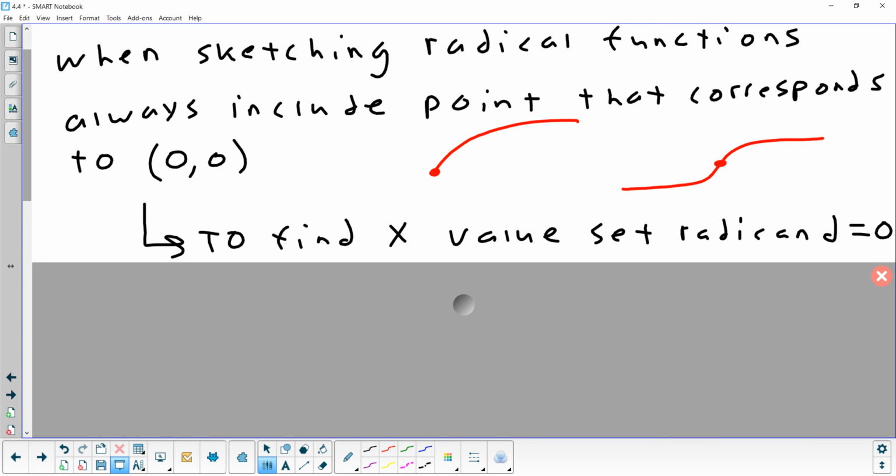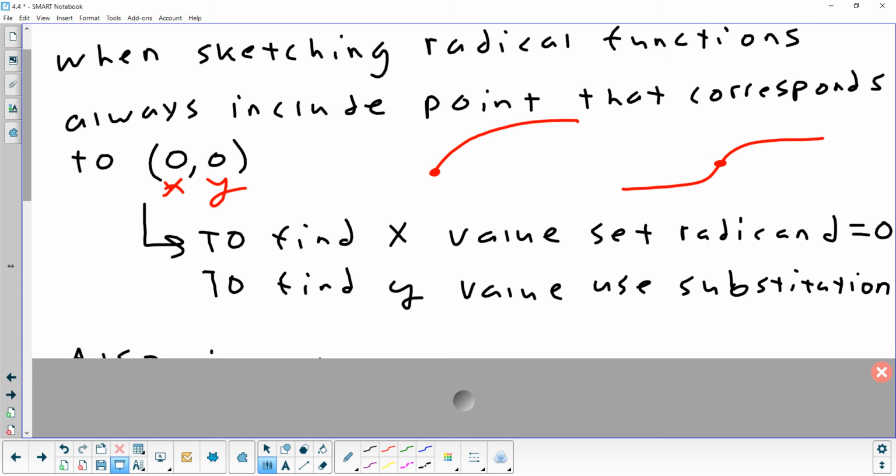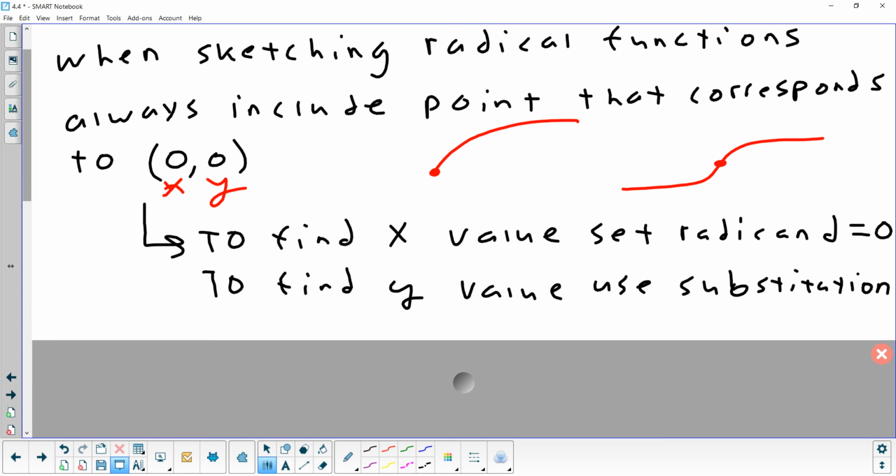So, how do you find the point that corresponds to 0, 0? First, you have to find two values. There's an x and a y. We're going to start by finding the x value. To do that, set your radicand equal to 0. So if you had a problem like 3 plus square root of x minus 2, and I said to you, find the point that would have corresponded to 0, 0, you're basically figuring out where that point shifted to.